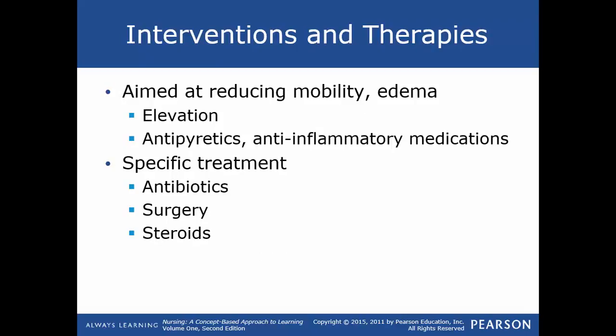All right, so looking at interventions and therapies, these are going to be aimed at reducing mobility and edema. So elevation is done to help reduce the swelling. Your antipyretics are given if they have a fever. Anti-inflammatory medications are given just to help decrease that inflammation. Some of your specific treatments, antibiotic treatment, of course, is going to be to treat infections. Surgery, if it's like an appendicitis or a gallbladder disease and they need to remove those organs. Steroids are given for severe systemic inflammation.